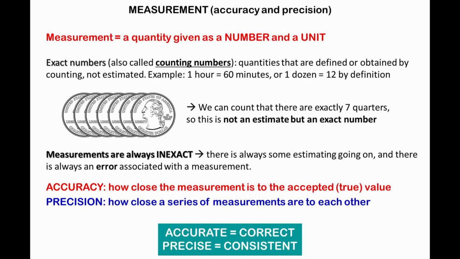Measurements are always inexact, so there is always some estimating going on, and there is always an error associated with a measurement. When performing a measurement, it should be accurate and precise. But what does that mean? Accuracy is how close the measurement is to the accepted, or true, value. Precision is how close a series of measurements are to each other. In other words, accurate means correct, and precise means consistent or reproducible.